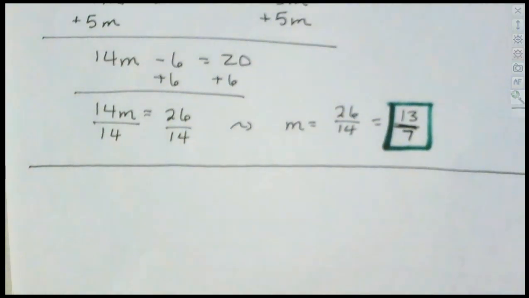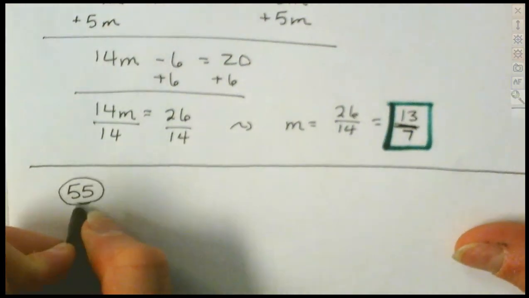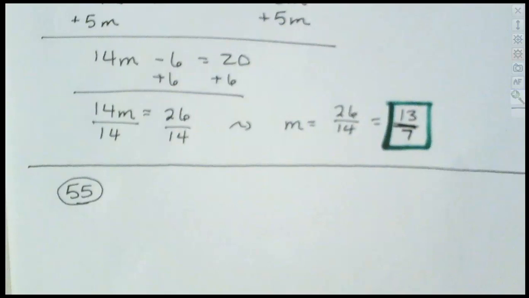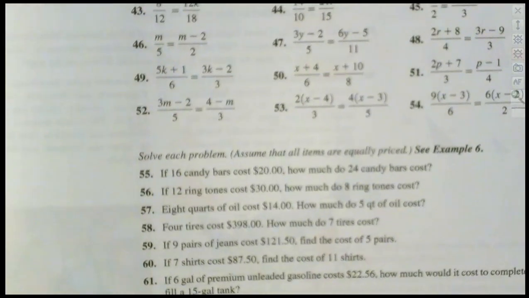The next ones that we're going to be looking at are going to be setting up a ratio. And these are not really difficult at all to do. It's just making sure that we set up the ratio. Actually, these are probably the simplest applications that we've done in a while. So we're going to look at 55. And once we set up the ratio, these are very, very easy to do.